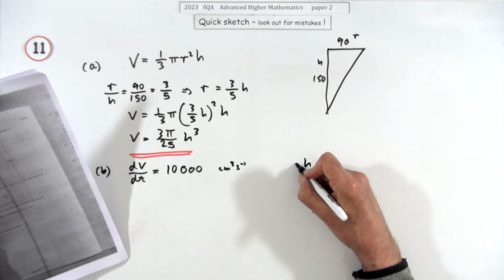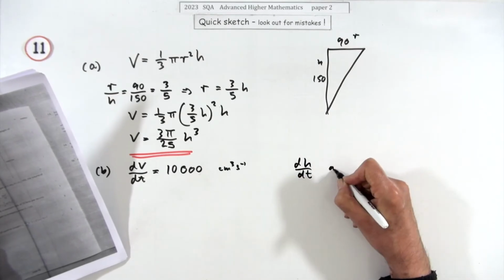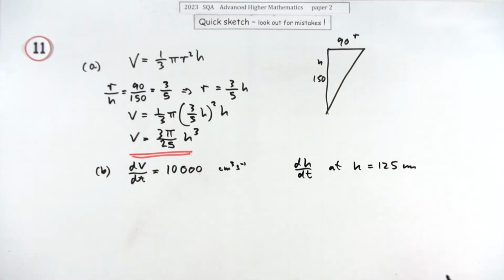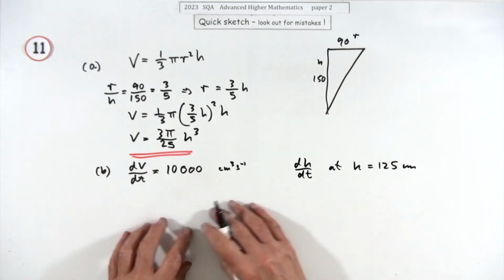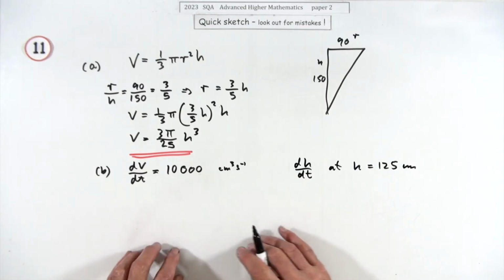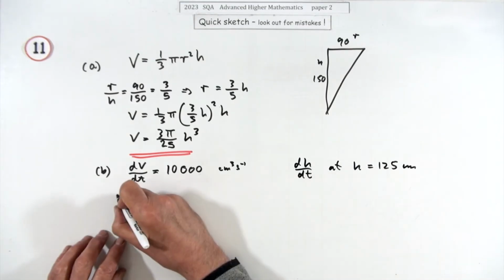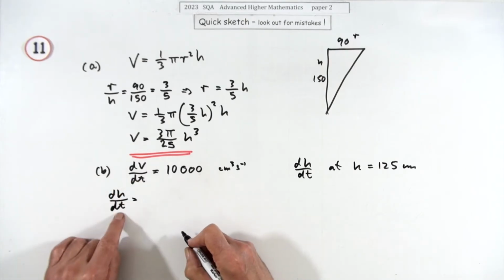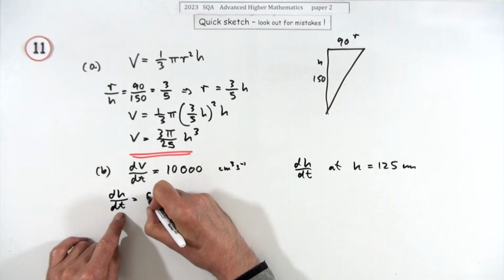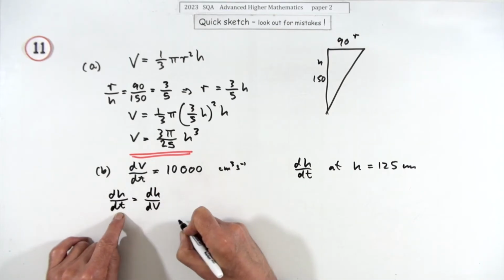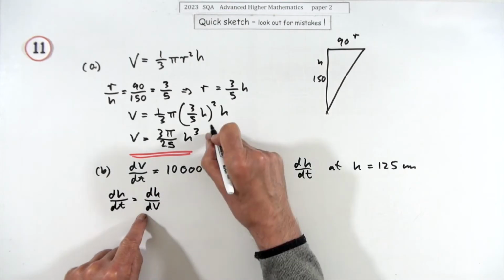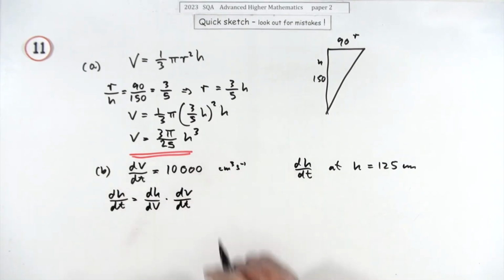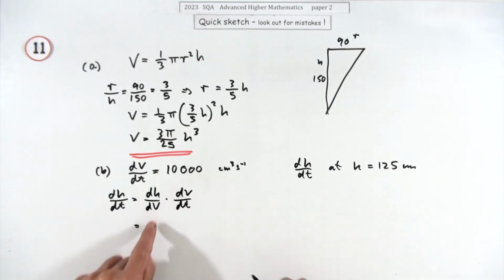So you want the rate of change. You're looking for dh by dt at h equals 125. Well, you just start constructing a little chain rule, you just shuffle the differentials about. If you want dh by dt, which is what you want ultimately, how could you construct that? I could get that from dh by dV, because I've got a connection between them here, times dV by dt, which I've got here.